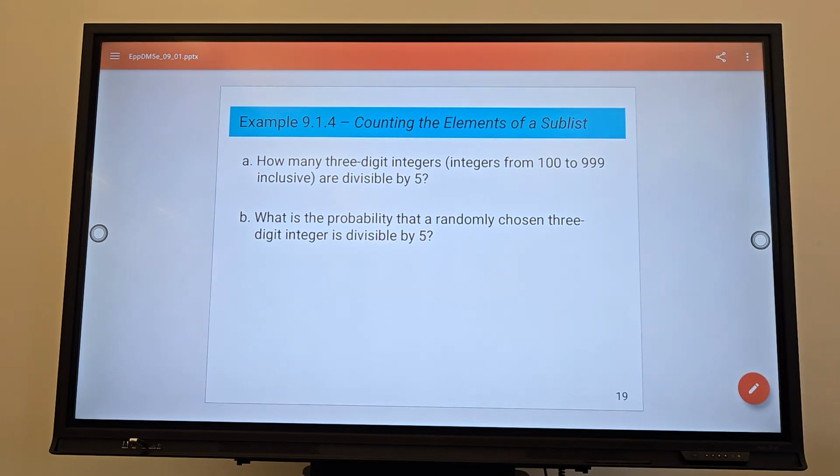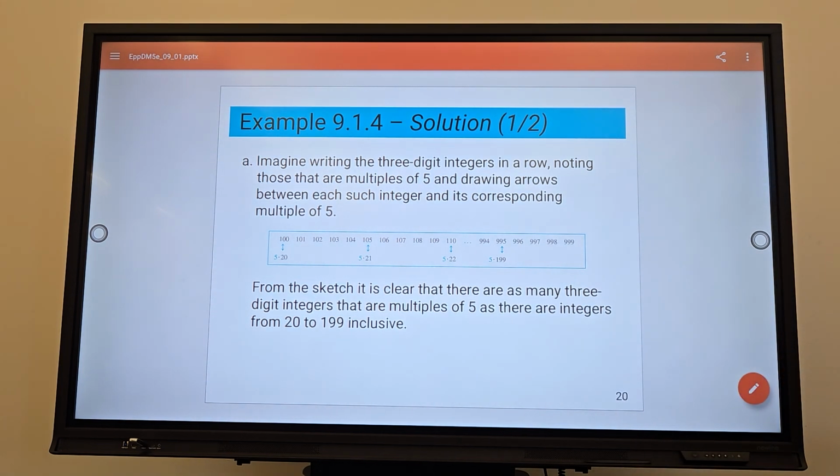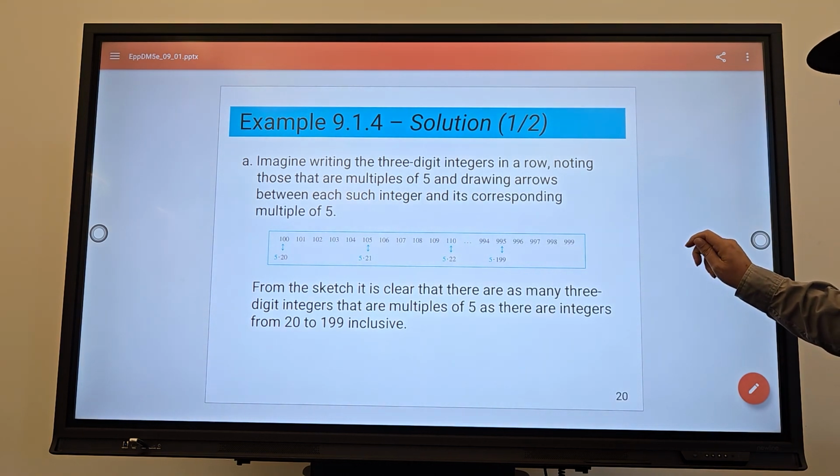How many 3-digit integers are divisible by 5? What is the probability that a randomly chosen 3-digit integer is divisible by 5? Well, let's look at these in detail. Imagine writing the 3-digit numbers in a row, noting those that are multiples of 5 and drawing arrows between each integer and its corresponding multiple of 5. From the sketch, it's clear that there are as many 3-digit integers that are multiples of 5 as there are integers from 20 to 199 inclusive.